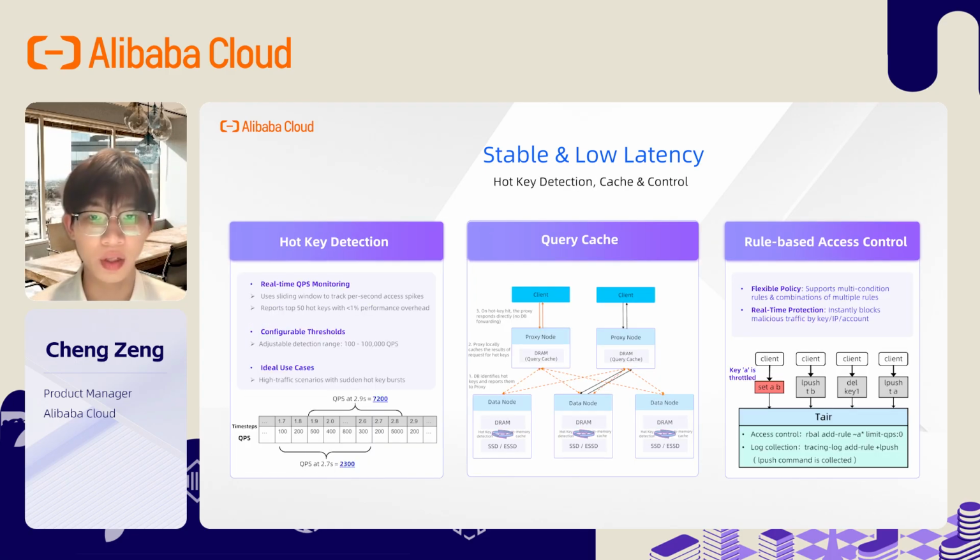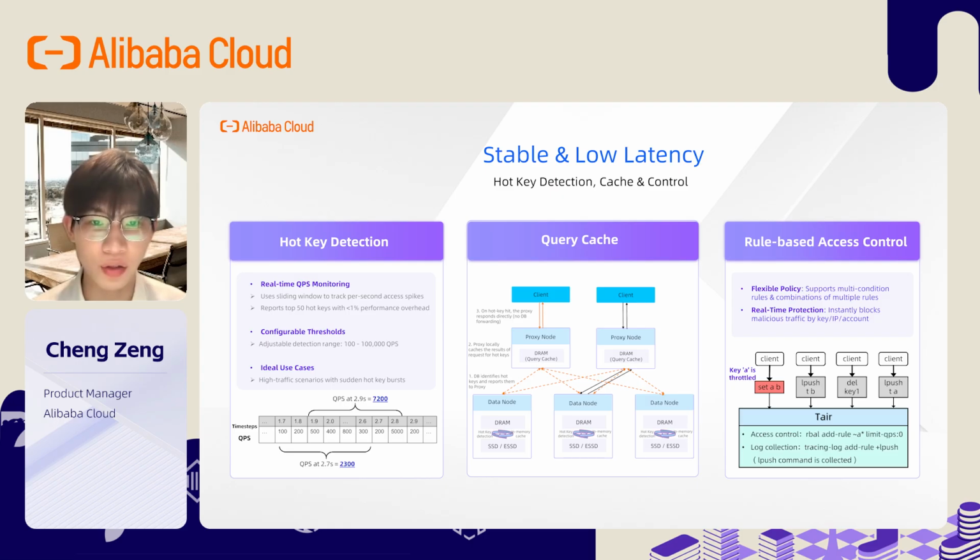And in distributed KV systems, hotkeys are also a key factor that affects low latency performance. When access to a specific key suddenly spikes, it can overload local resources, causing latency to surge or even leading to service collapse. To solve this, Tair Serverless KV uses a three-layer mechanism: detection, caching, and control.